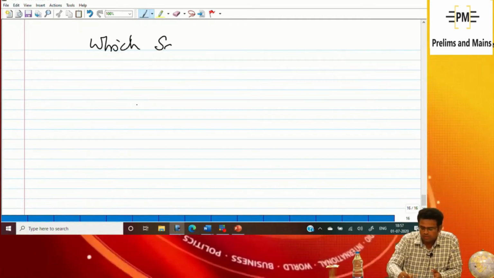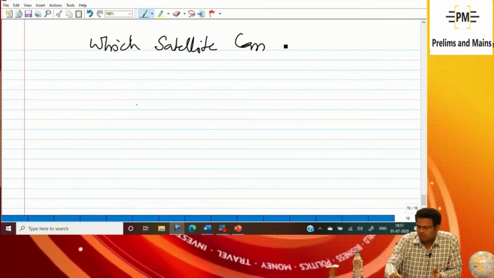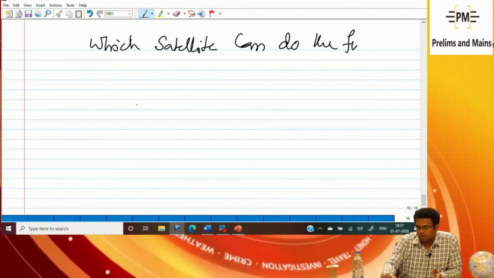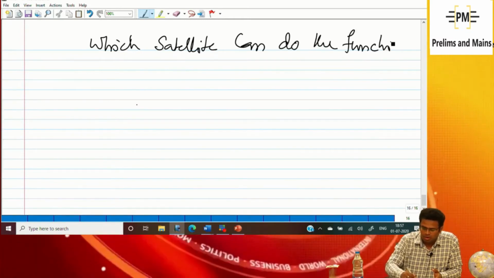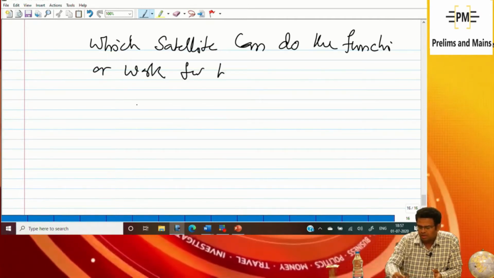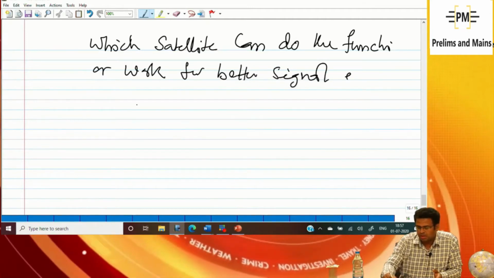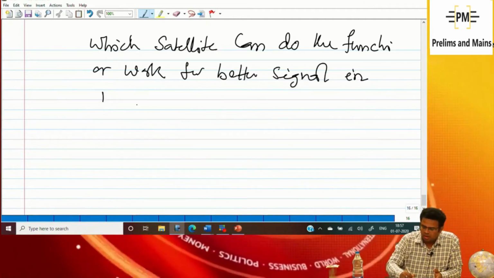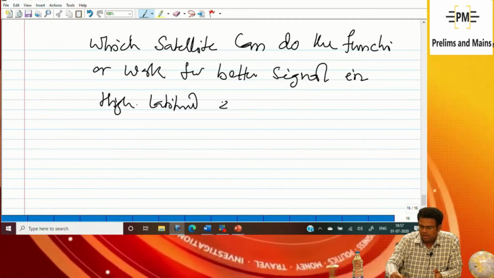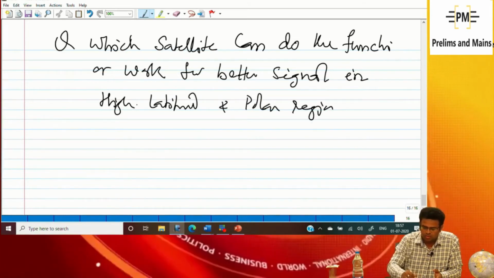satellite can do the function or work for better signal in high latitude and polar region. So which satellite? The question is, which satellite?